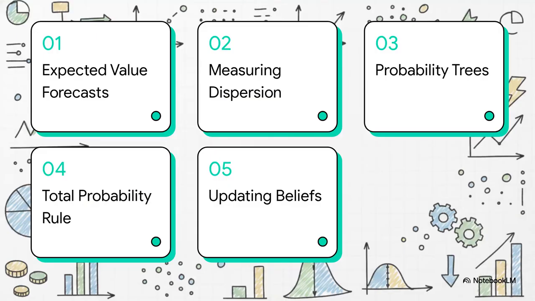Okay, let's take a quick look at our roadmap. We are covering 1. Forecasting with expected value, 2. Measuring dispersion and risk, 3. Mapping future probability trees, 4. The total probability rule, and we'll wrap the whole shebang up with 5. Updating beliefs with Bayes. Let's dive right in.